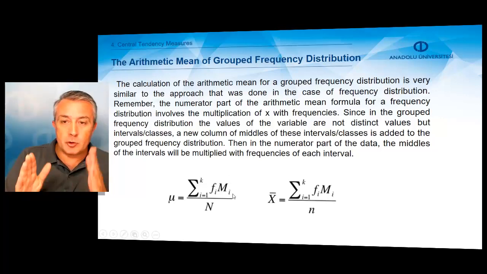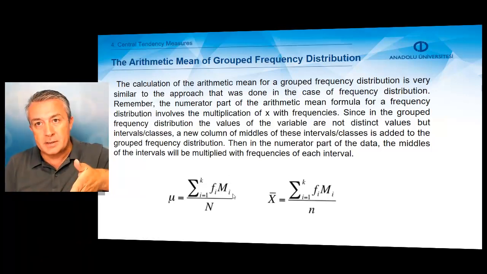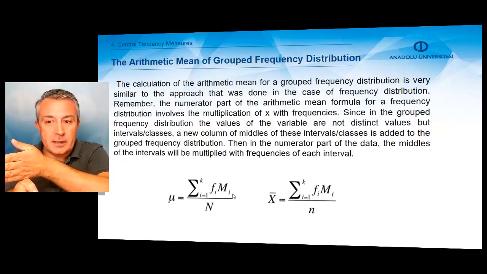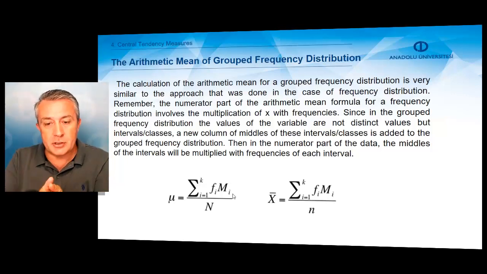So in a group frequency distribution, you have classes, frequencies, and next to the frequencies we will create a new column, and in this new column we will have the middles of each category.